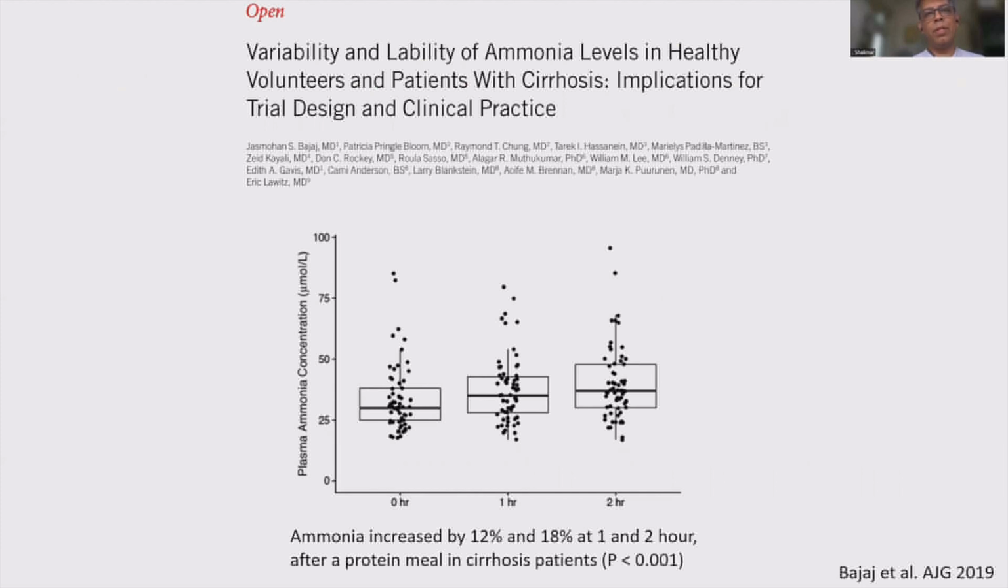I've shown you convincing data on the role of ammonia, but there are factors which influence ammonia levels in patients. This elegant study by Professor Jasmohan Bajaj showed that among cirrhosis patients, the consumption of protein was associated with an increase in ammonia levels by 12% and 18% at 1 hour and 2 hours. So we need to keep in mind that there are multiple factors which affect ammonia levels in patients.